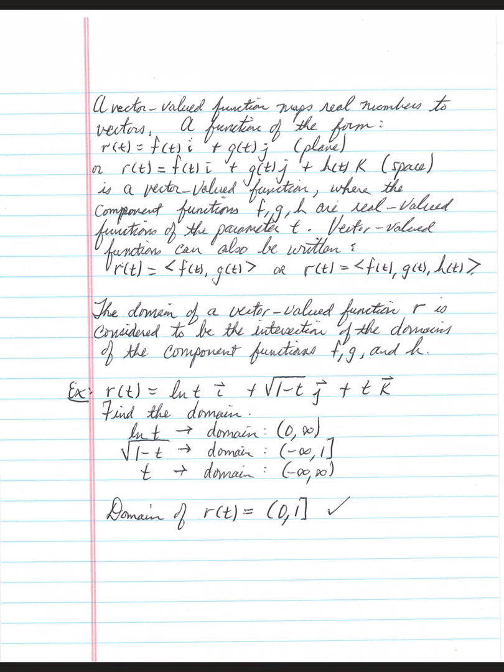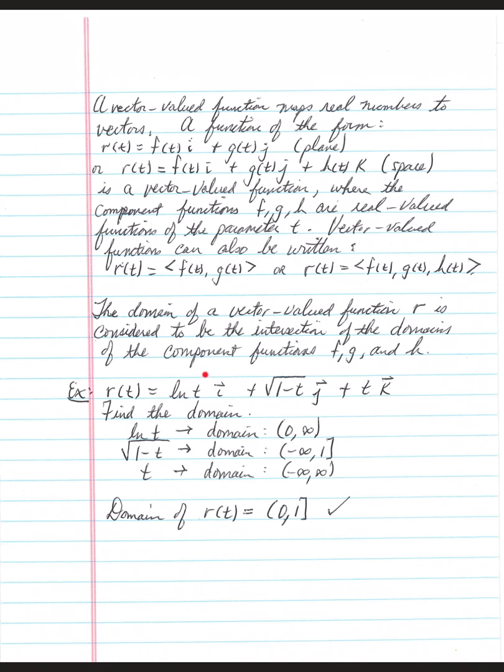Vector-valued functions can also be written in component form, which is probably a little easier to write. You have your x of t type. I'm just going to keep them labeled f, g, and h to be consistent with the textbook. The domain of a vector-valued function r is considered to be the intersection of the domains of the component functions f, g, and h. So let's look at an example.